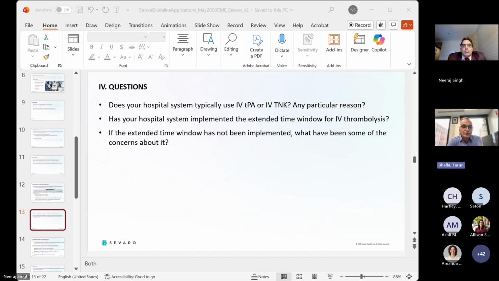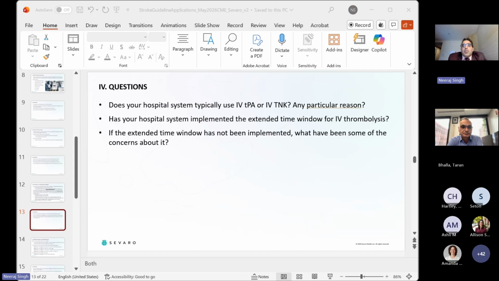In our center, where all the imaging is available 24/7 and we can get it in a timely manner, we will definitely consider it in the right patient. But in the smaller centers we serve, we want to be very, very careful to do no harm.